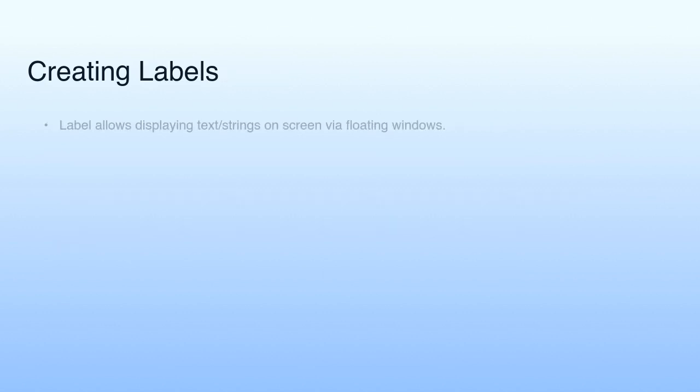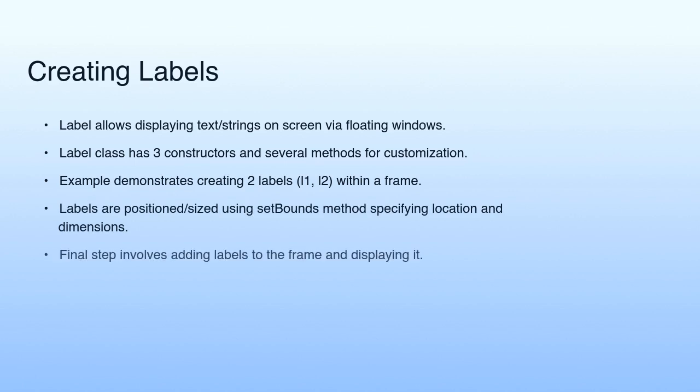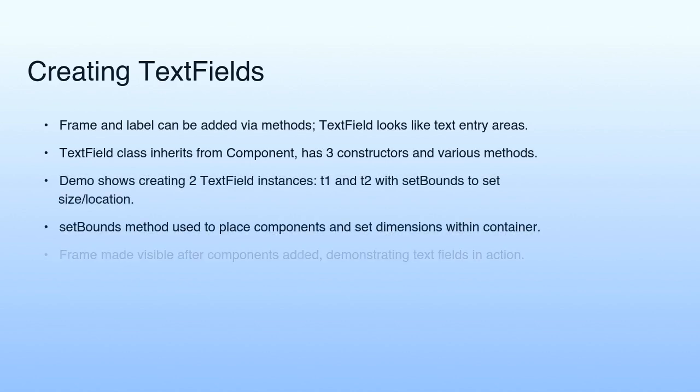The label class in AWT allows displaying text or strings on the screen via floating windows. It has three constructors and several methods for customization. An example demonstrates creating two labels, L1 and L2, within a frame. The labels are positioned and sized using the setBounds method, which specifies their location and dimensions. The final step involves adding the labels to the frame and displaying it. In AWT, a frame can be created and labels added to it using respective methods.